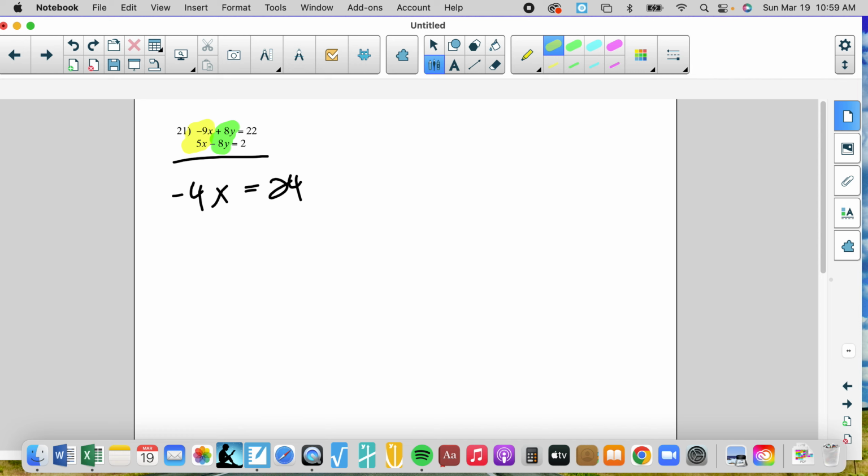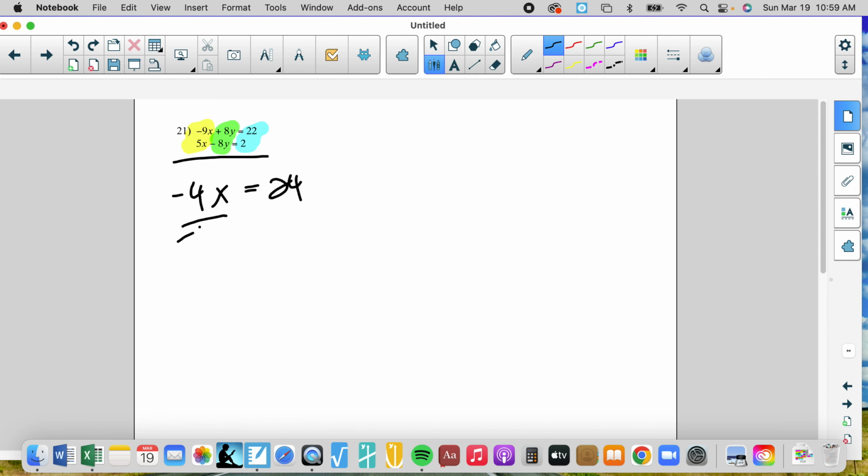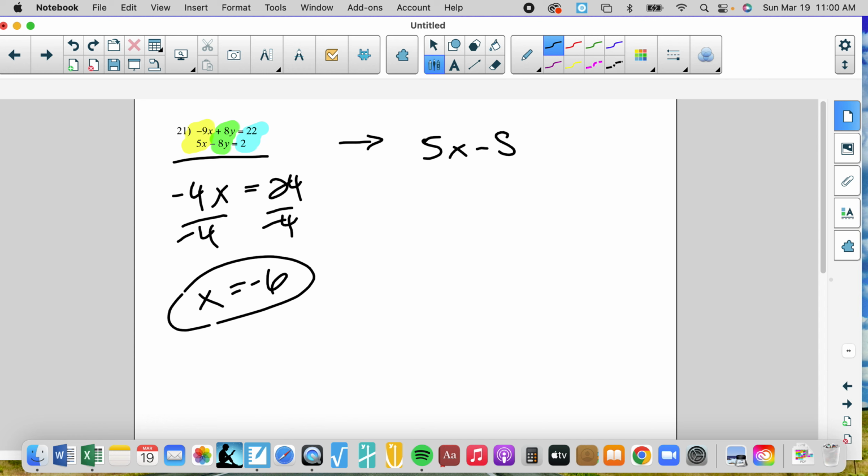-9x and +5x gives me -4x. 22 and 2 gives me 24. We'll divide by -4. We get x equals -6. That's an ugly x. Let's pick an equation. Let's use the bottom one this time. It doesn't matter which one you use.